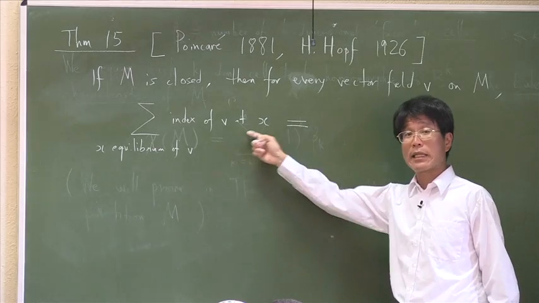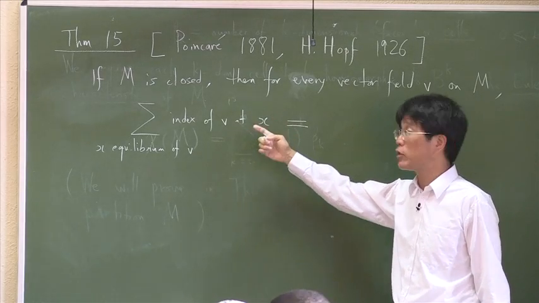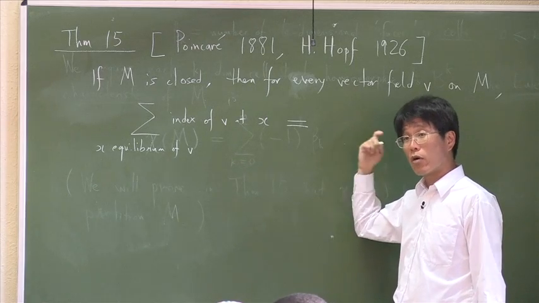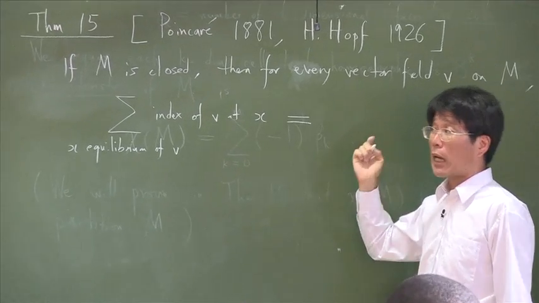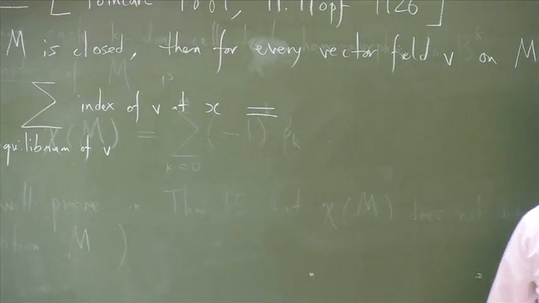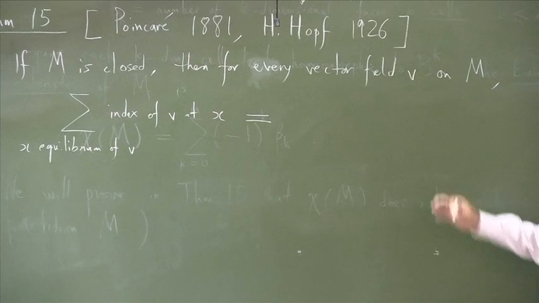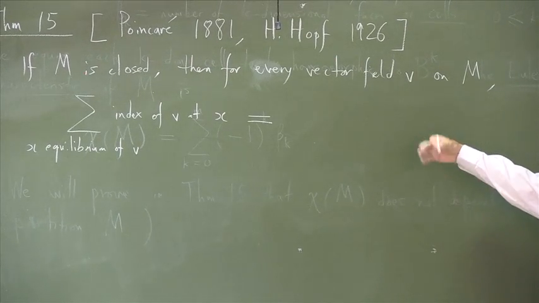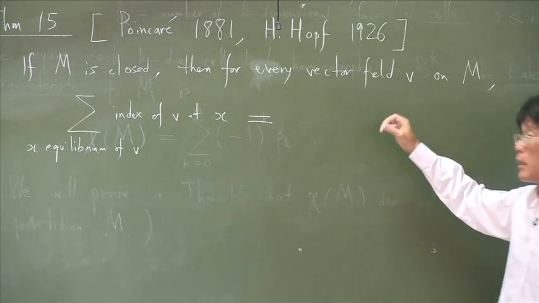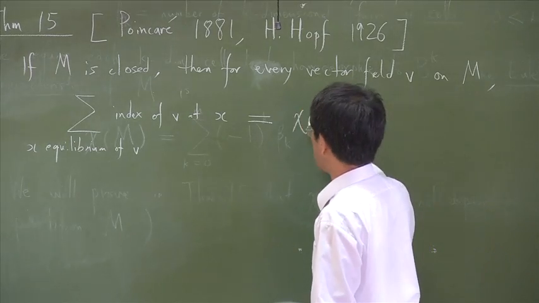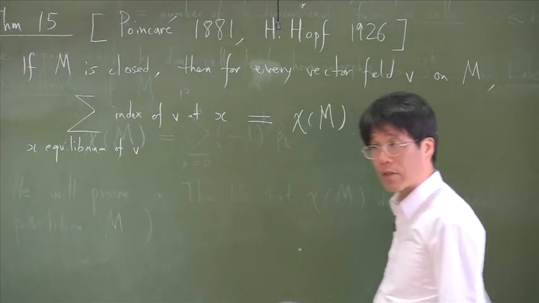We said that this number does not depend on the choice of the vector field. It depends only on information concerning M. And we raised a question about 20, 30 minutes ago: can we write it down directly in terms of the information about M? The answer is yes. It is equal to the Euler characteristic of M. Beautiful result.